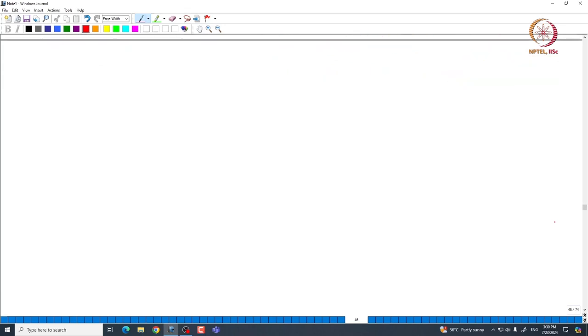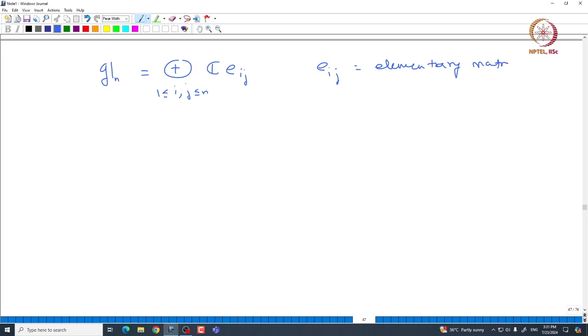Now let us do the general computation, and then I will convince you that we have the exact formula. Let us recall, GLN is given by the direct sum of C e_ij, where i, j just vary over all 1 to n. Now what is e_ij? This is the ij-th elementary matrix, whose ij-th entry is 1 and all other entries are 0.